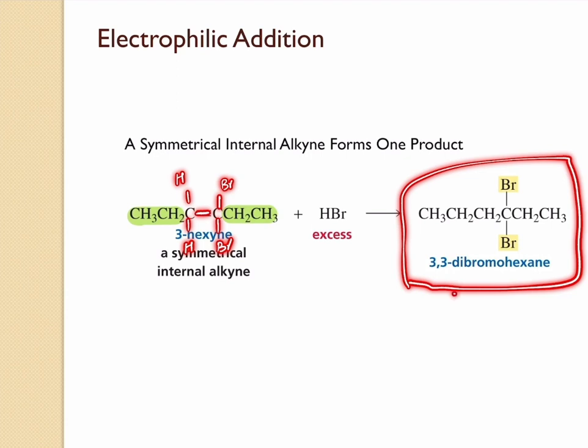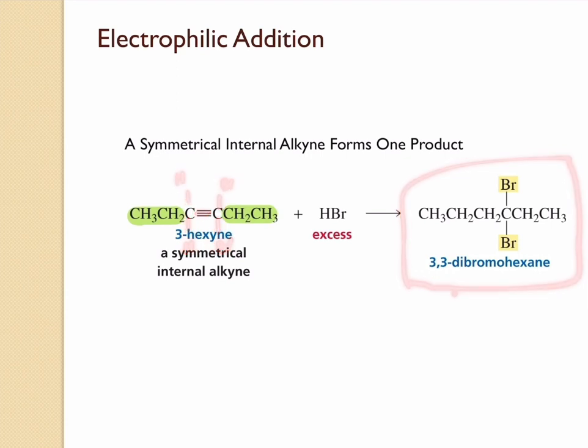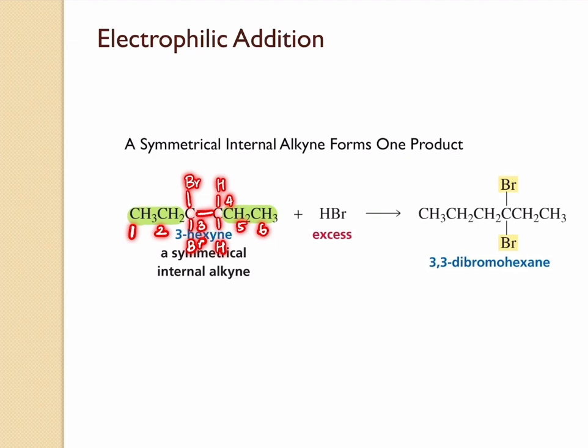So which is 3,3-dibromohexane. On the other hand, if you add the two hydrogens here, the two bromines are going to go onto this carbon. This is also 3,3-dibromohexane because for this compound you'll be counting the carbons in this direction. Okay, so this is again 3,3-dibromohexane. So on the whole, a symmetrical internal alkyne, when it undergoes electrophilic addition reaction with HBr, is going to give us only one product.